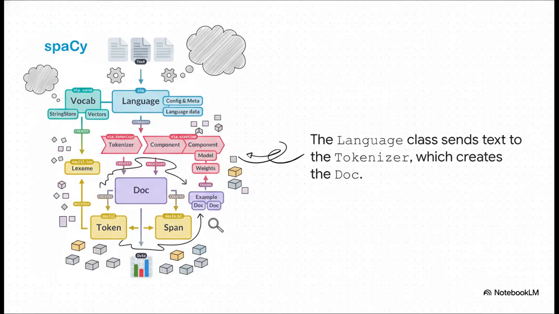Everything starts with what's called the language object, which by convention we call nlp. When you give it some text, the very first stop on the assembly line is the tokenizer. This is the part that solves our whole n-gram problem. It intelligently handles all the punctuation, spacing, and weird characters to create a nice clean sequence of tokens. These tokens then form the foundation of that central doc object, which gets passed down the line to be enriched with all sorts of other linguistic info.